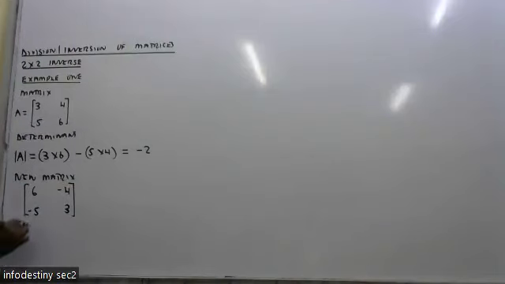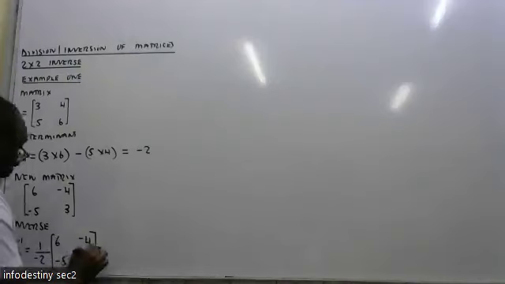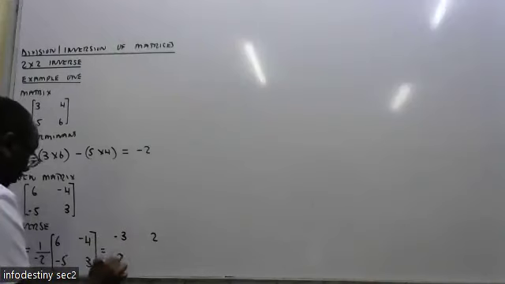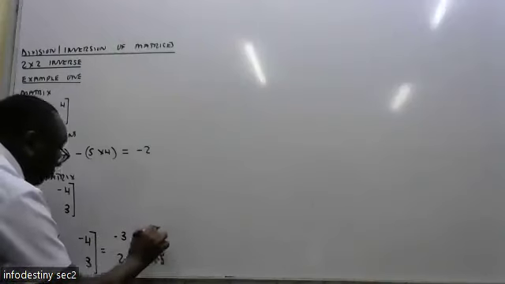Then the inverse, that is A inverse, it is 1 out of minus 2. You multiply by 6 minus 5 minus 4 and 3. You take 1 out of the determinant, multiply by the new matrix. You can leave it that way, or you can choose to simplify further. If you chose to simplify further, you would have gotten minus 3. This is 2. This is 2.5, and this is minus 1.5.